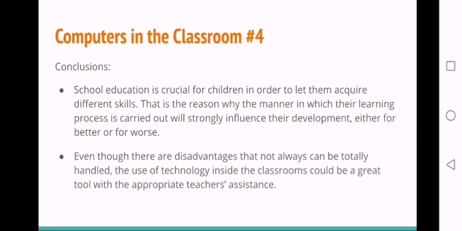About the conclusions, we can say that school education is crucial for children in order to let them acquire different skills. That is the reason why the manner in which their learning process is carried out will strongly influence their development, either for better or for worse. Even though there are disadvantages that cannot always be totally handled, the use of technology inside the classrooms could be a great tool with the appropriate teacher's assistance.